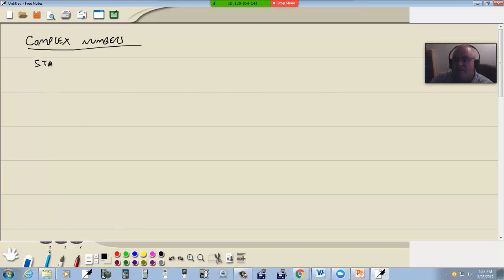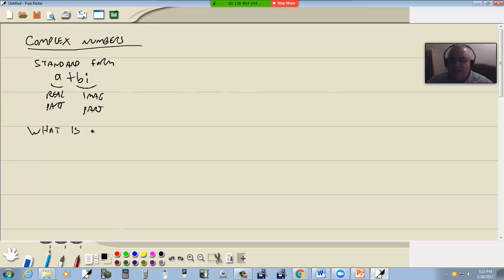They have something called standard form. Standard form is the form a plus bi, where a is your real part and the bi is your imaginary part. Now the question is, what is i, besides saying it's your imaginary part? If you end up with the square root of -1, this is what's equal to i. So if you're working a problem and you come up with that, that's the i.